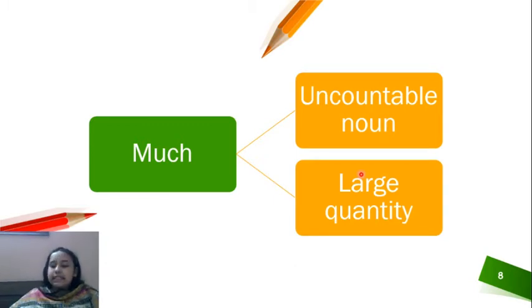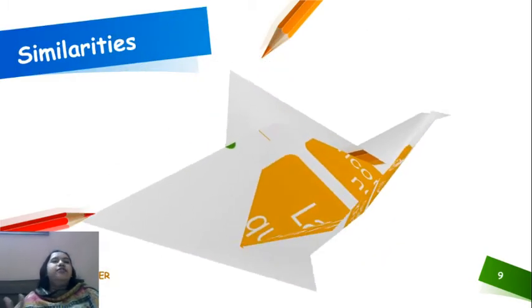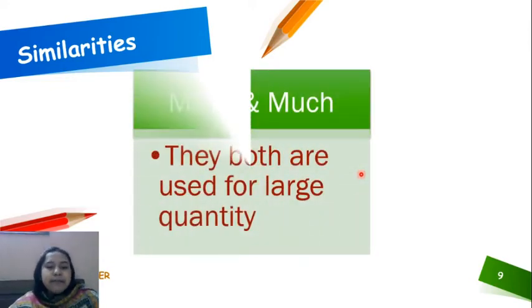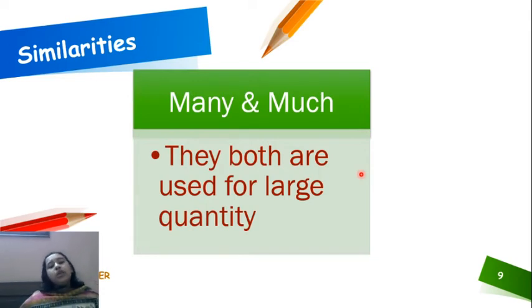So let us discuss the similarities and the differences between many and much. First, the similarities: they both are used with a large quantity, a large amount of something. What is the difference? The difference is that many is used with countable nouns and much is used with uncountable nouns.